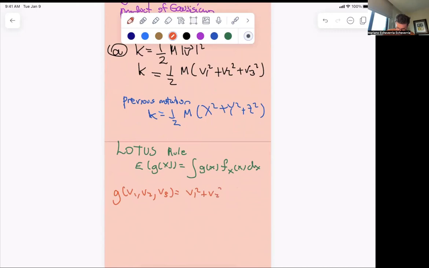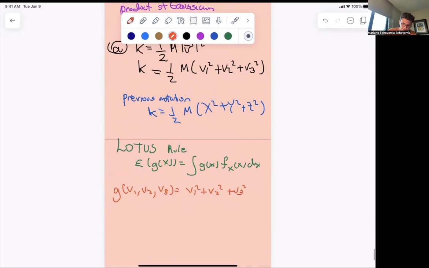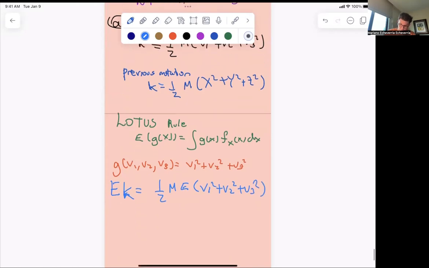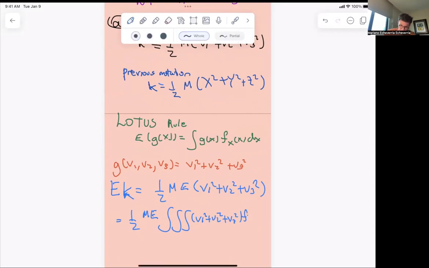It's v1 squared plus v2 squared plus v3 squared, right? So really, the expected value of the kinetic energy would be 1/2 m times the expected value of v1 squared plus v2 squared plus v3 squared. Okay, and how do you compute this expected value? That is 1/2 m, the integral of v1 squared plus v2 squared plus v3 squared times f of v dv.